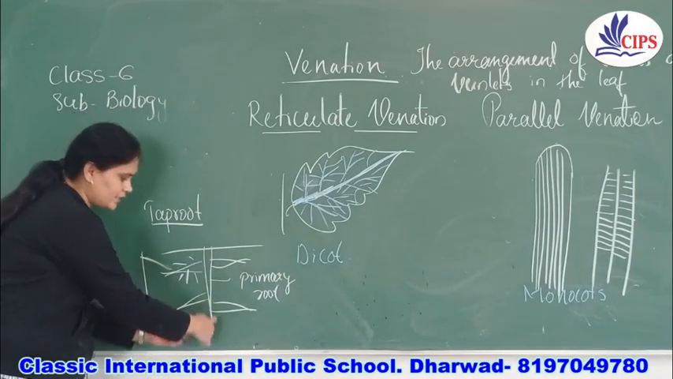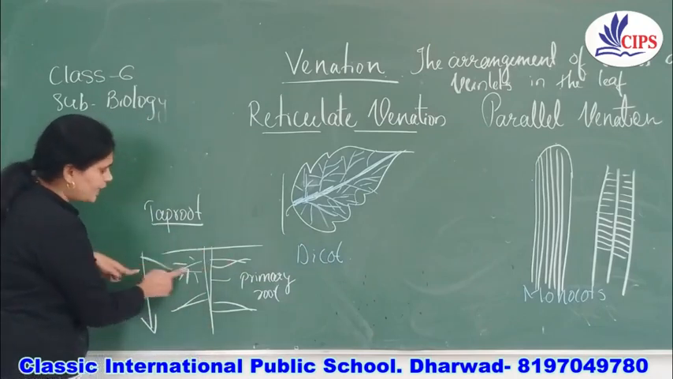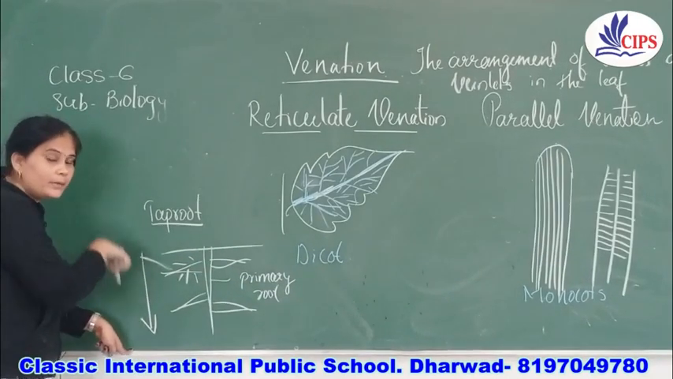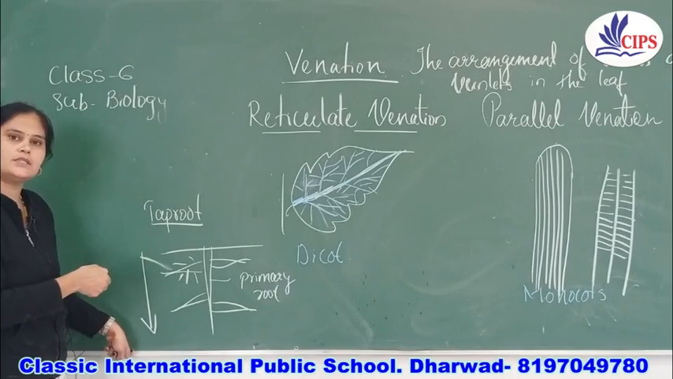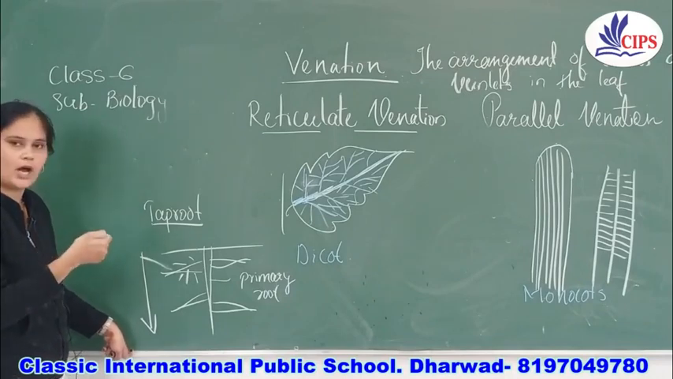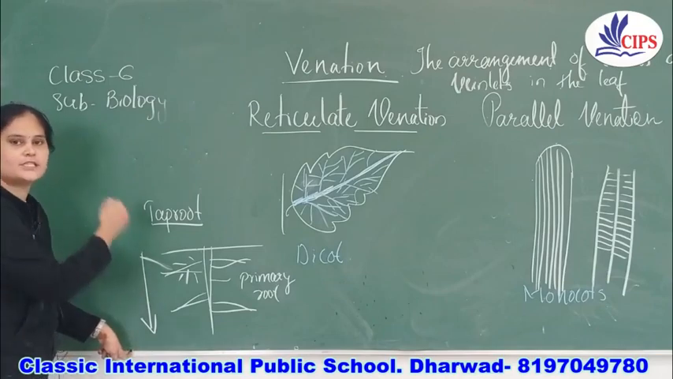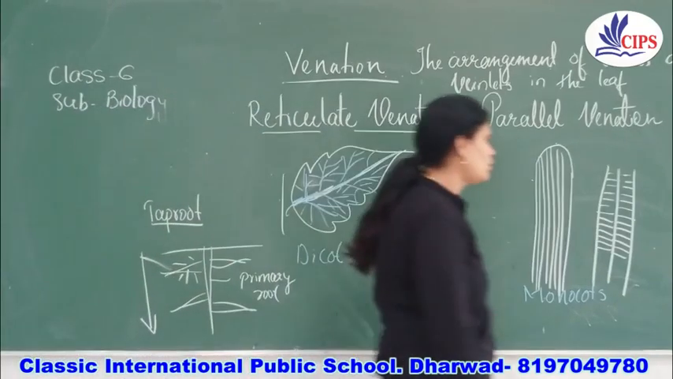Okay, so they have a single primary root, from which the secondary roots and the tertiary roots arise, and they go deep inside the ground. That is the reason that if you want to pull out a mango tree, is it possible for you? Why? Because it has the taproot system.